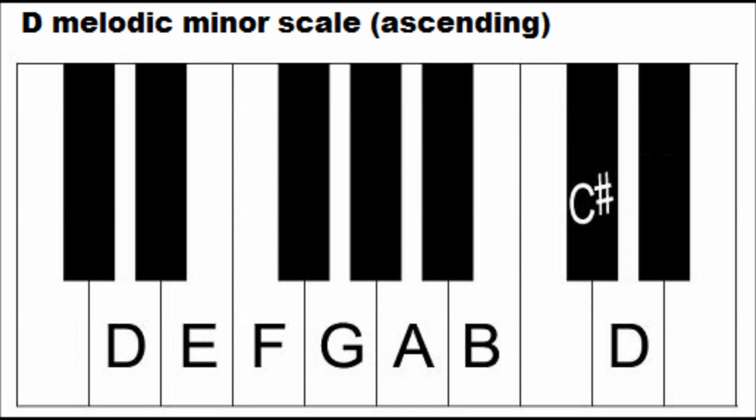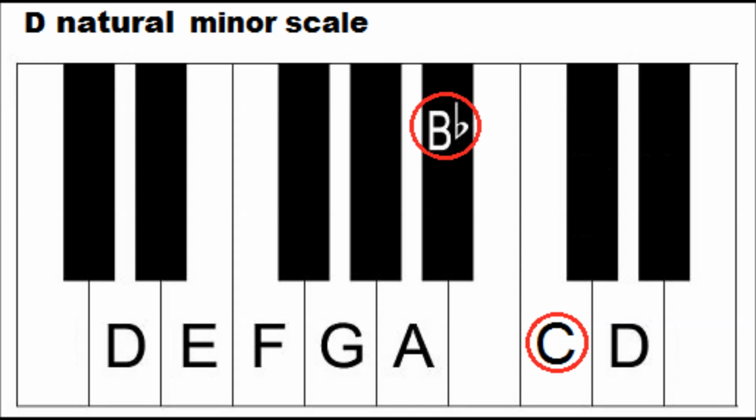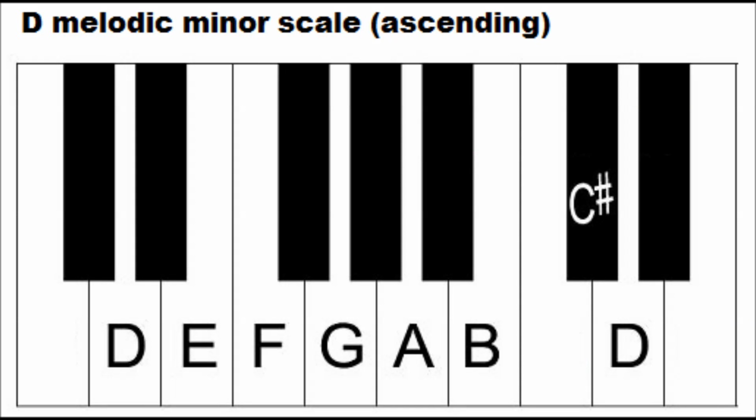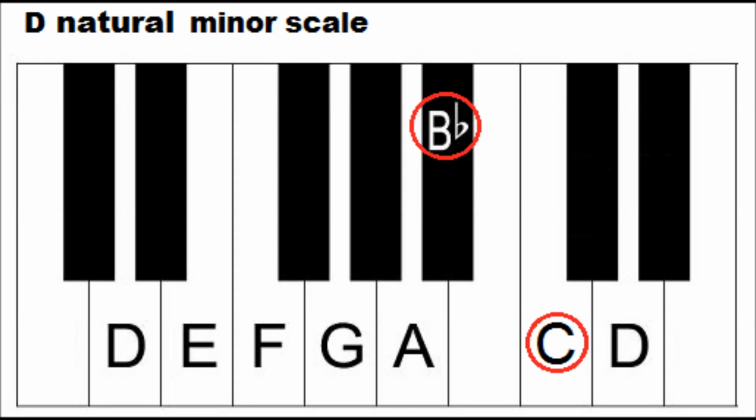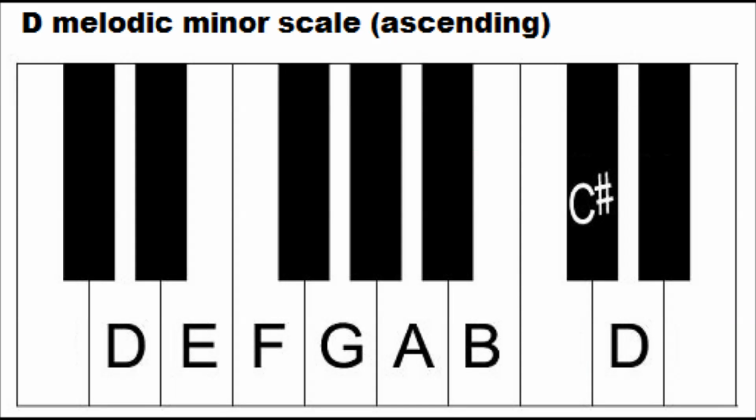How about the D melodic minor scale? To form this scale, you raise the sixth and seventh notes of the natural minor scale by a half step. The notes of the D melodic minor scale are D, E, F, G, A, B, C sharp, D. B flat and C have been raised by a half step and are now B and C sharp.